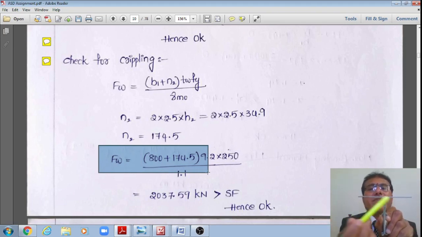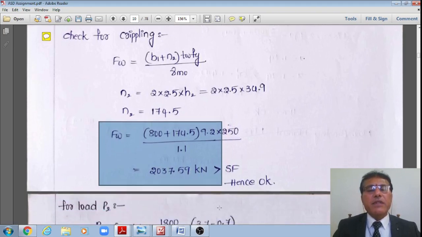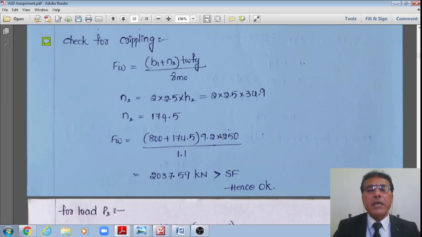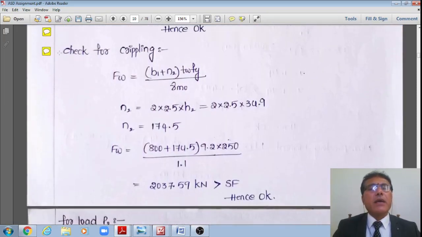Therefore, at this intersection of the flange with the web, whether a local kink will form or not, we are finding out by means of this crippling load. The web crippling load, upon dividing by 10 to the power 3, works out to 2037.59 kilonewton. However, it is subjected to only a small shear force of 326.25 kilonewton on each of these 3 beams. Therefore, it is okay in the web crippling criteria also.